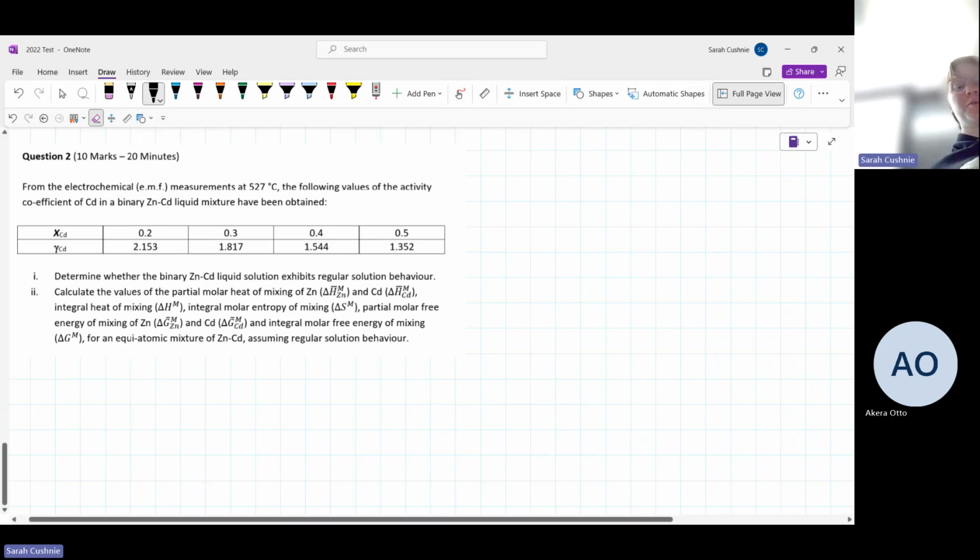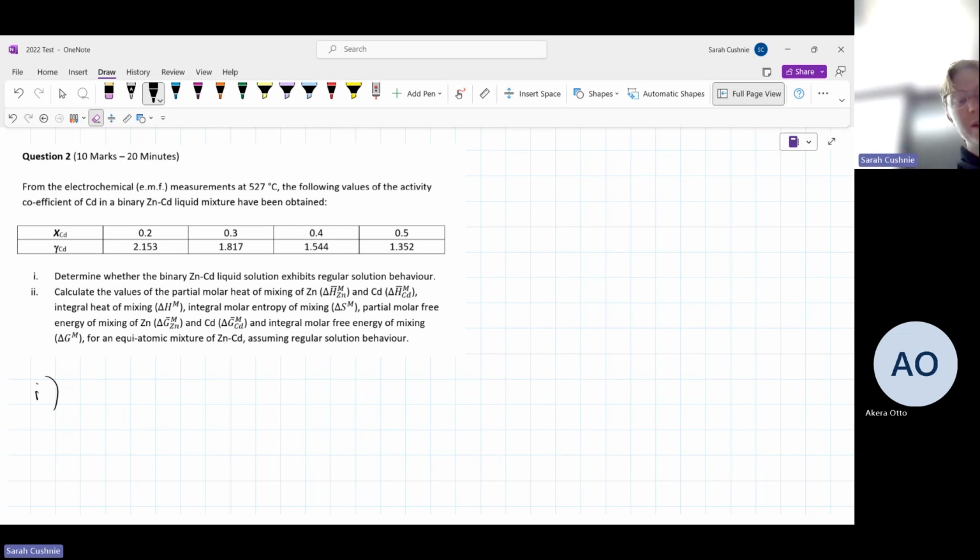Okay, so now we're given a little bit of experimental data. Essentially it gives us some data, it's electrochemical and it's measured at this temperature. For now, all I really care about is the data itself, and I see X and I see gamma. So the first thing is, is it regular solution behavior? We can use a few different ways to define what regular solution behavior is.